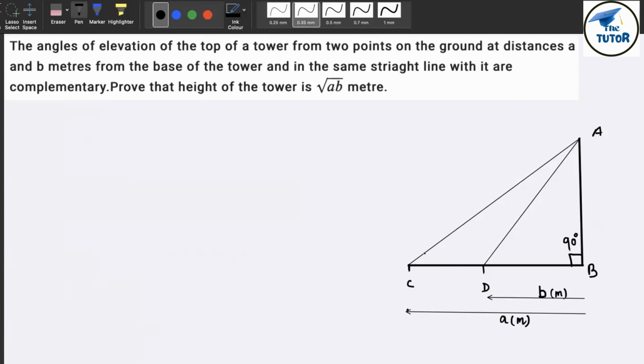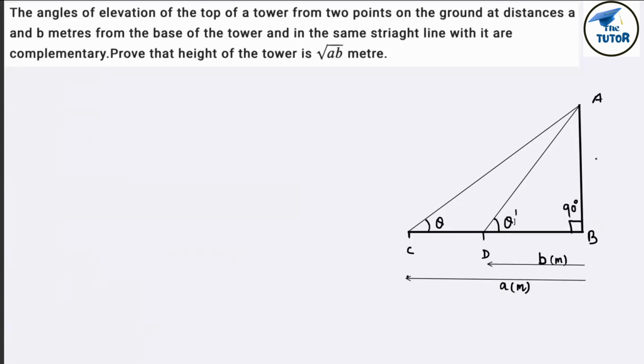Okay, well, the angles will be, this is theta and this is theta dash. Why? They both cannot be the same. If they were, it should be mentioned in the question. Otherwise, we will not consider them the same. You can take theta and alpha and beta also. Okay, let's take the height of the tower as x meters. And now we will have to prove x is equal to square root of AB.